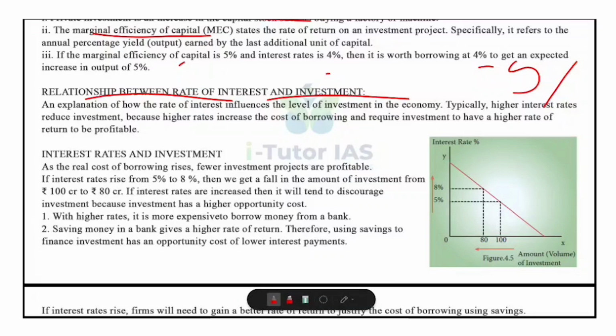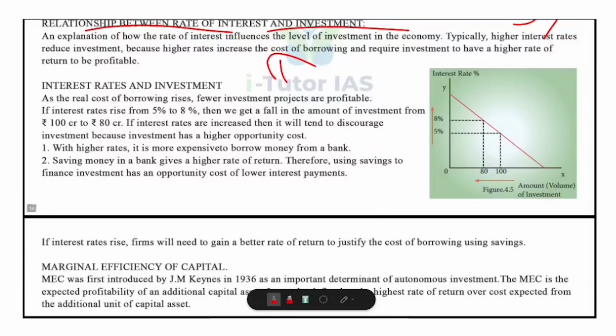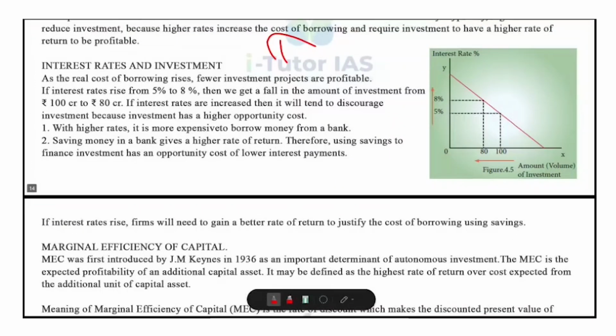And when the interest rate increases, many investment projects that were earlier profitable become unprofitable. That is, borrowing becomes costly. Hence, investment decreases. Let me tell you an example. Okay, if MEC is equal to 8%, when the interest rate is 5%, investment is profitable. So firms will invest. And when the interest rate is 9%, investment becomes costly and firms reduce investment. So a higher interest rate discourages investment.